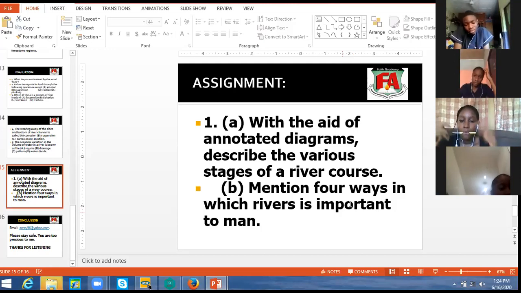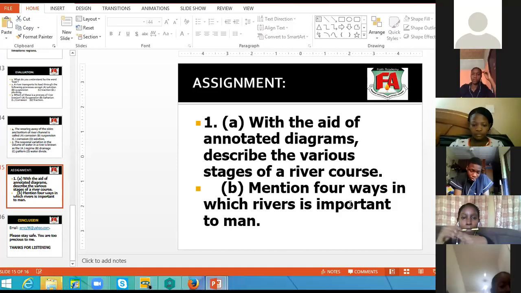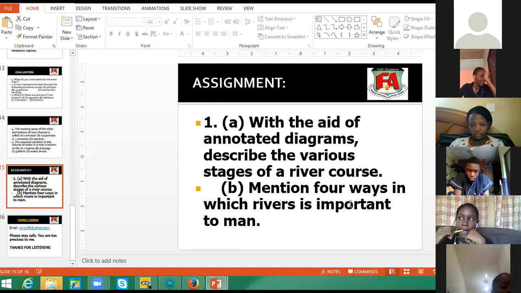Importance of a river, class. Very simple. Angel, mention 4 importance of a river. For country demarcation. Agriculture. Yes, demarcation. Agriculture.